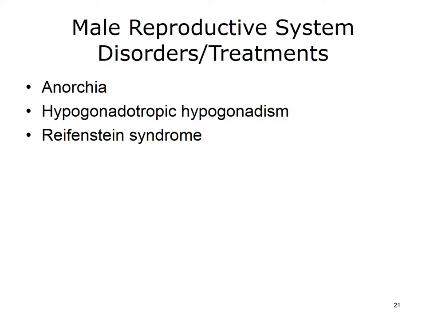Treatment depends on the cause of the disorder, but may include injections of testosterone, slow-release testosterone skin patch, GnRH injections, and testosterone gels. With the correct hormone treatment, the patient can begin puberty.